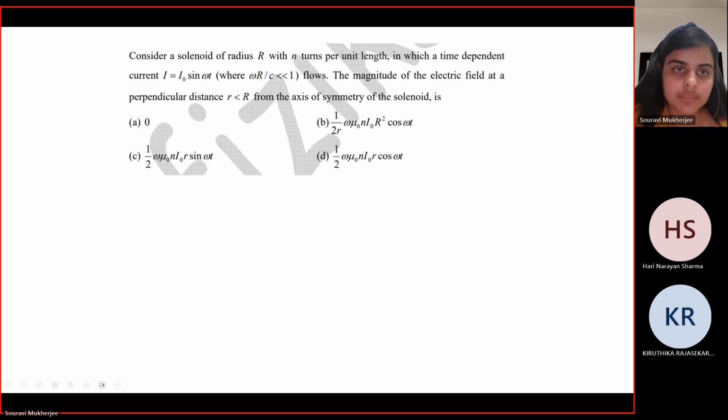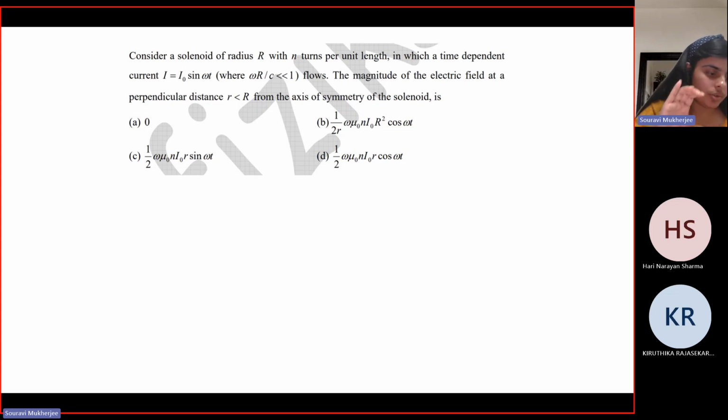Now, this is one question. These are standard questions based on what we just discussed. Consider a solenoid with a radius R and n turns per unit length. It has a time dependent current, so the current is changing. The magnitude of the electric field at a perpendicular distance r less than R, that is somewhere inside the solenoid, from the axis of symmetry of the solenoid is how much?